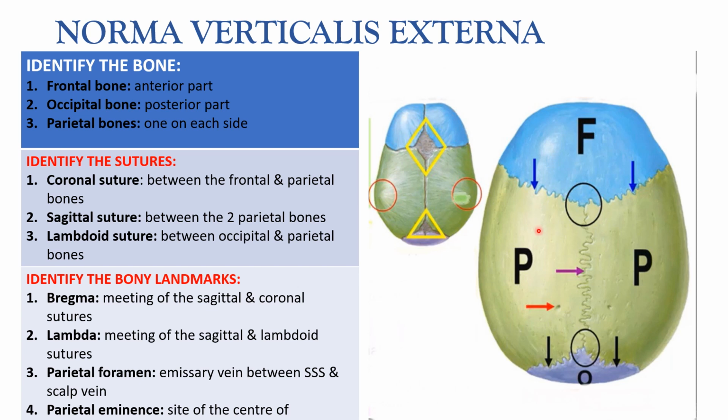Then we looked at the sagittal suture. It's found between two parietal bones. So this is the sagittal suture. Then we looked at the lambdoid suture. It's found between the parietal bone and the occipital bone.